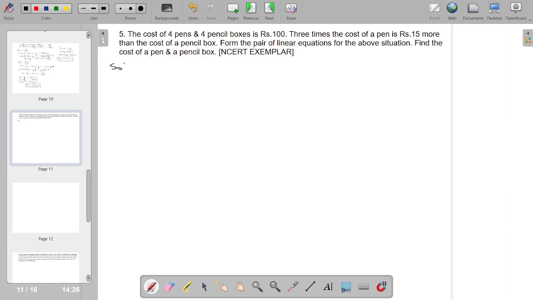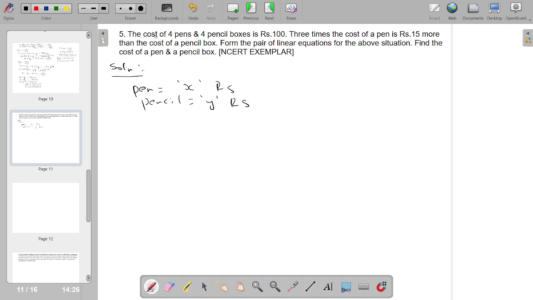So what the problem says, there are pen and pencil boxes, and we don't know the price of those pen and pencil boxes. That has not been given in the problem. So let's say we don't know the cost per pen box. Let's say the cost per pen box is x rupees. Cost per pencil box is y rupees. We have to find this out.